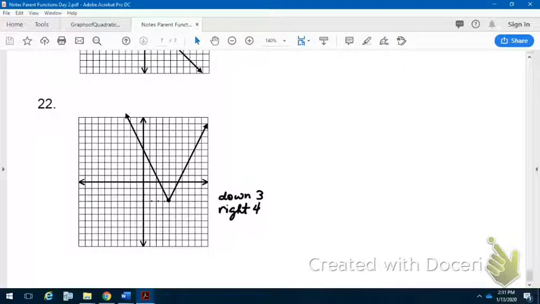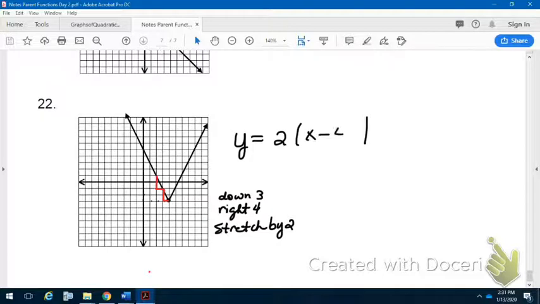And is there a stretch? Normally, no stretch is over 1, up 1, but we're going to go over 1 and up 2, over 1 and up 2. So this one does have a stretch by 2 on it. So here we go. We're going to write y equals 2, absolute value, because it's a V, x minus 4, because it moved right, and then minus 3.